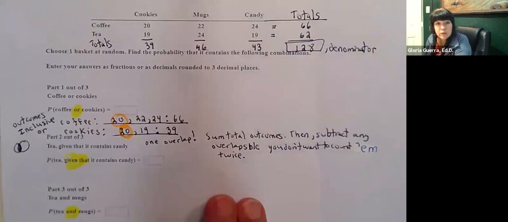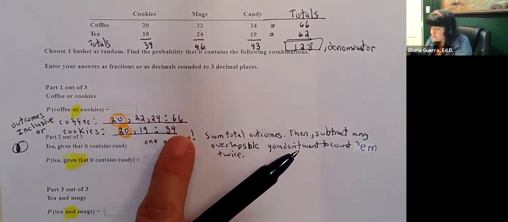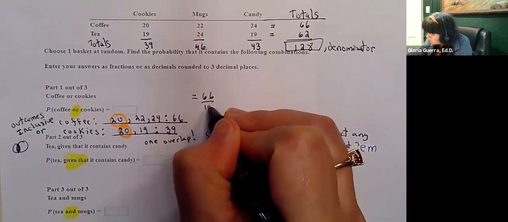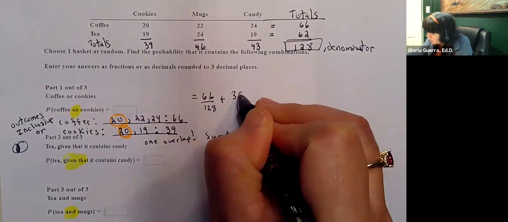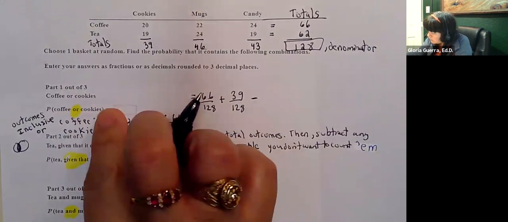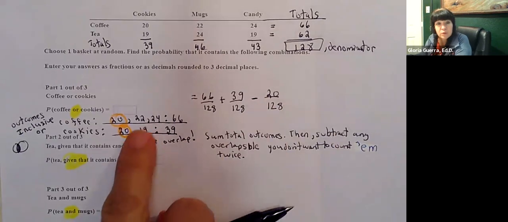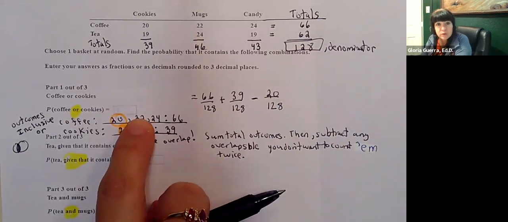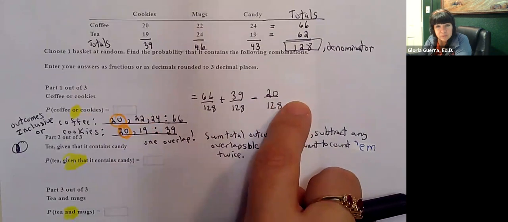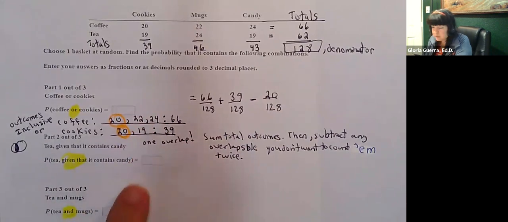All right. So when I count my totals, here's my probability, so I'll put it right here. I have 66 over 128 plus 39 over 128. And then I'm going to take away 20 over 128. And if I had another overlap, like let's say I had 22 here and a 22 here, then I would take that away. I would do minus 22 over 128 because I don't want to count them in both places, okay?